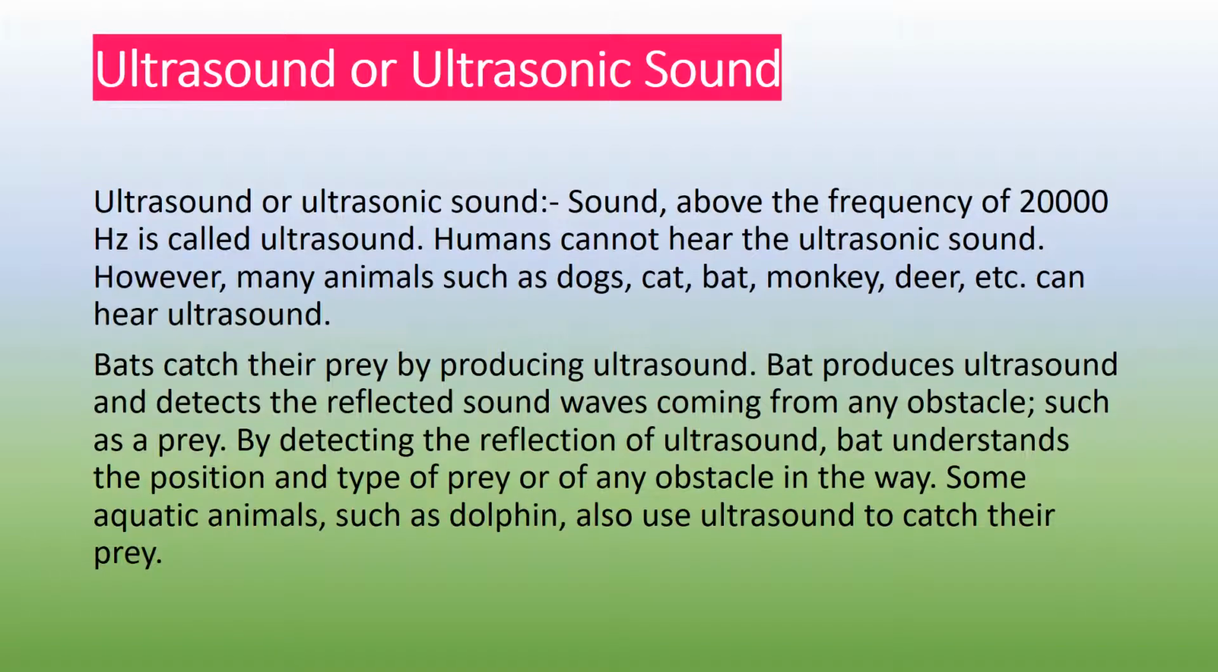Ultrasound or ultrasonic sound. Sound above the frequency of 20,000 Hz is called ultrasound. Humans cannot hear ultrasonic sound. However, many animals such as dogs, cat, bat, monkey, deer, etc. can hear ultrasound. Bats catch their prey by producing ultrasound. A bat produces ultrasound and detects the reflected sound waves coming from any obstacle, such as a prey. By detecting the reflection of ultrasound, the bat understands the position and type of prey or of any obstacle in the way. Some aquatic animals, such as dolphin, also use ultrasound to catch their prey.